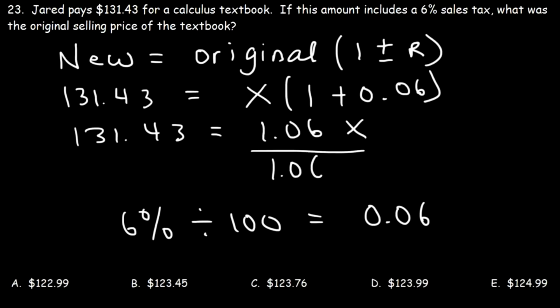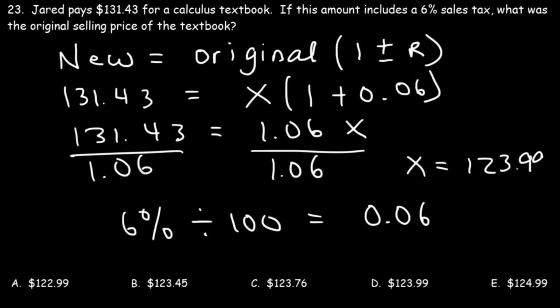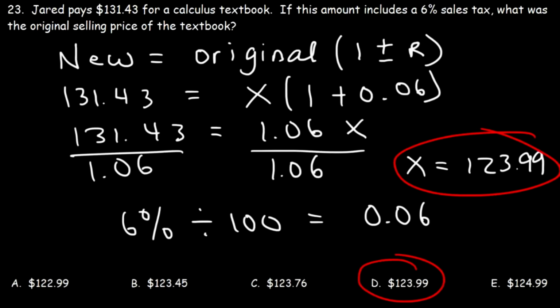So to find the original price, we need to divide 131.43 by 1.06. So therefore x is equal to 123.99. So that's the original price of the calculus textbook. It's $123.99. So D is the answer.